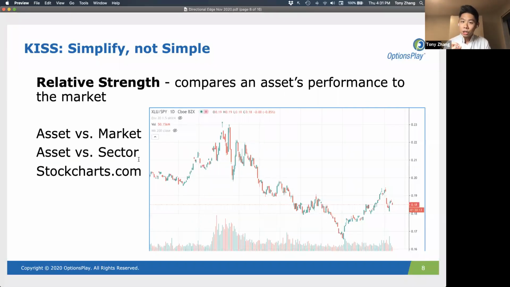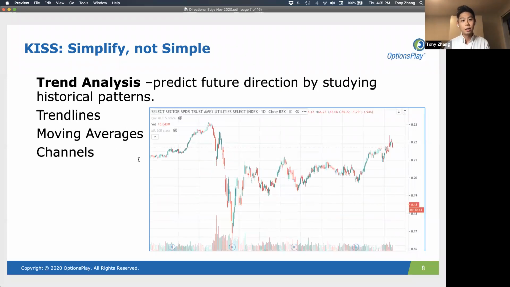So the challenge here, though, is that when you're looking at trend analysis, there are a lot of different ways you can measure trend. You can use trend lines, you can do moving averages, you can do channels. Let's just focus on moving averages here for one second. A lot of us use moving averages. It's for all intents and purposes an automatic trend line, and it gives us a sense for whether the stock is trending higher or lower. So we can look at the slope of the moving average.